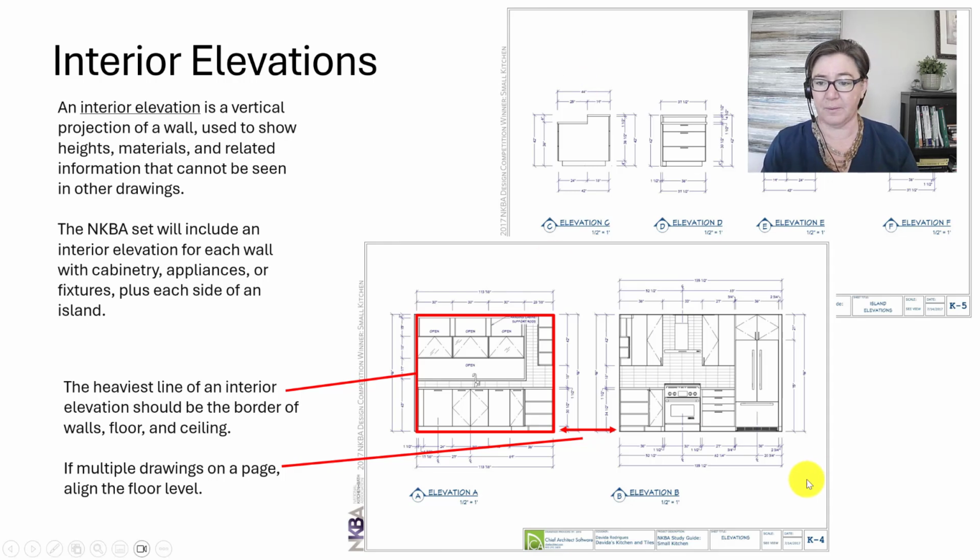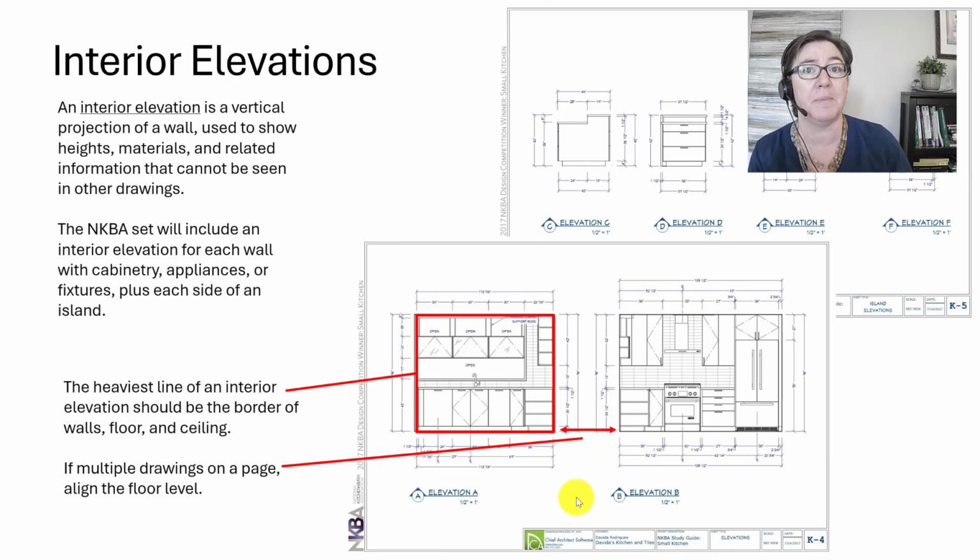So let's move back to kind of the more standard interior elevation of a full wall, and we have some examples of it here. Notice that again, if there's multiple drawings on the page, which often happens, you're going to align that floor level. This is a mistake I see all the time in student work. All right, so make sure that they're kind of sitting on the same ground. It makes all your dimensions line up, and it makes it way easier to understand and read these drawings.